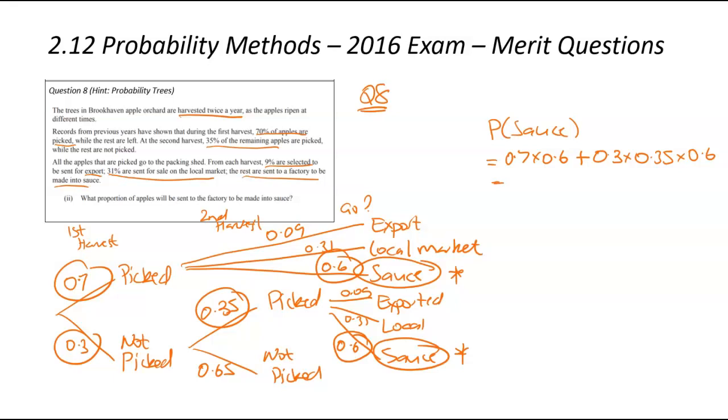When you get them into your calculator, the first combination is going to be 0.42. The second combination, a lot smaller, 0.063. And finally, you add those together to get your final answer. 0.483 is the probability that a random apple from the tree or from the harvest or from that orchard is going to be turned into sauce.